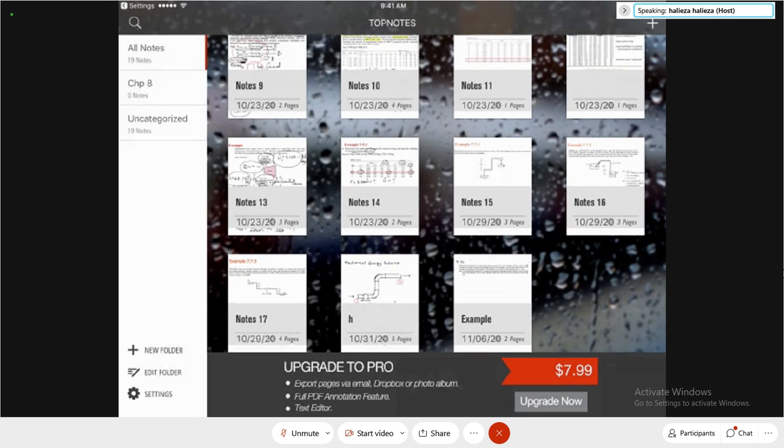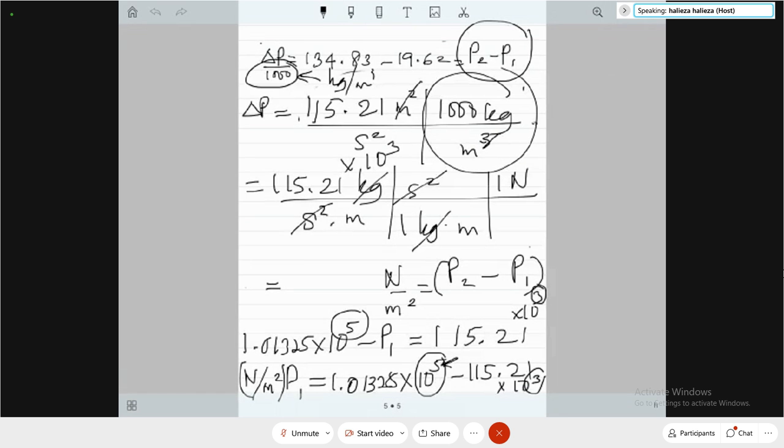This is example 711. So delta P is 115, right? Yes, times 10 to the power of 3. Then delta P should be negative. Why is it negative? Because P1 is higher than P2. Okay, hold on. Let's look at example 771, then we will go back to this example later on. If you would put negative to 115, then it would be correct. How could it be negative?